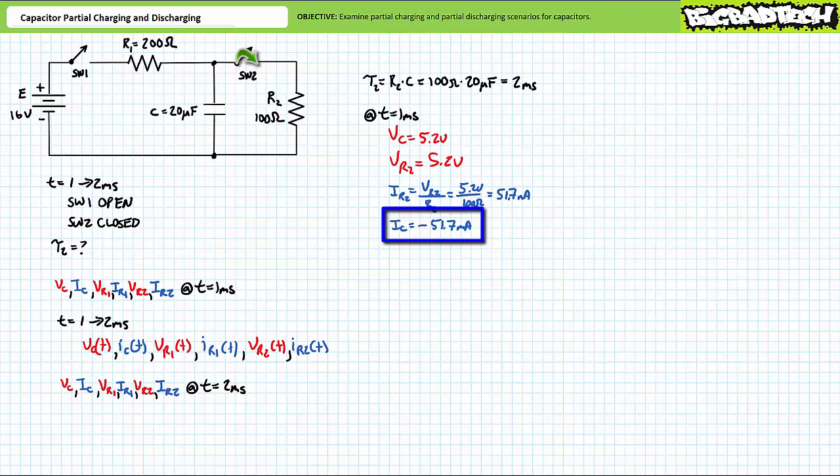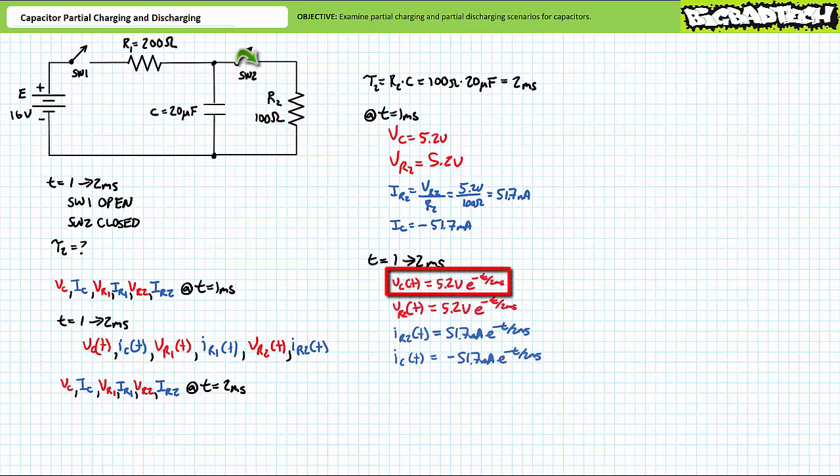To account for this reversal of current flow, the instantaneous value of current through the capacitor is to be considered negative. Given these initial values and the time constant, one can determine the time-variant expressions for the properties of interest during the partial discharge process. Again, assume the partial discharge process begins at another t equals 0. This method sure beats trying to include a 1 millisecond offset for each and every equation.